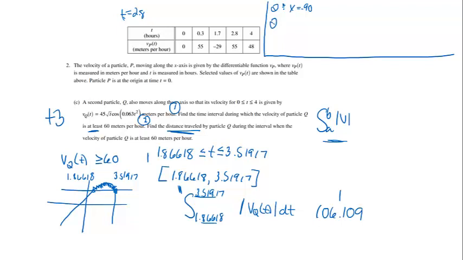So for particle Q, to get the position, it's starting at negative 90. And then we would need to know how far it travels from 0 to 2.8. So we're going to find the integral from 0 to 2.8 of velocity, because that's going to give us the displacement of the particle from 0 to 2.8. So if we do that, we will get 45.938. Okay, so that was particle Q.